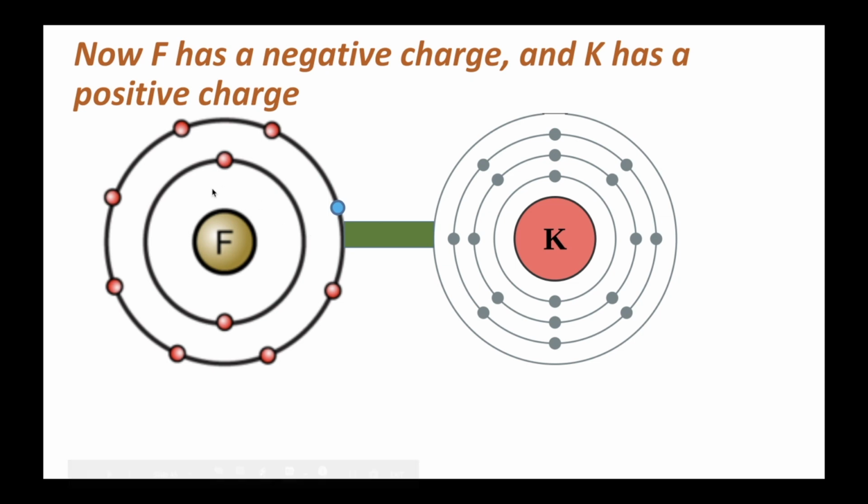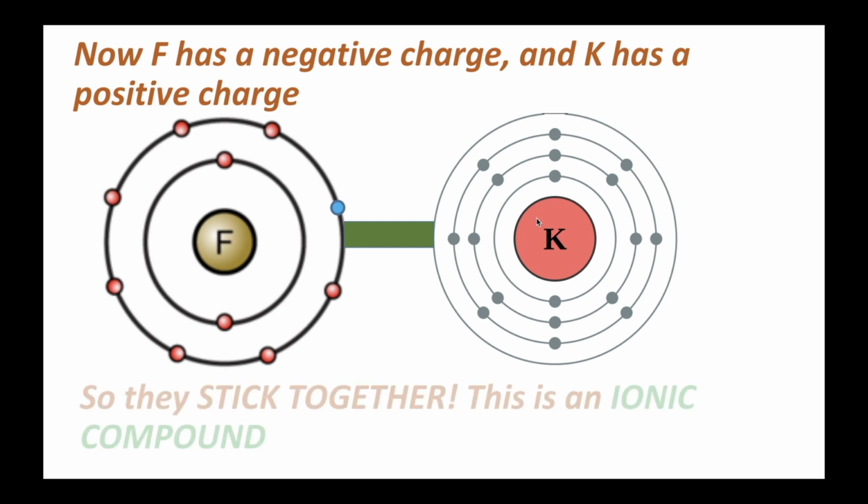So now fluorine actually has a negative charge because it has an extra electron. And remember, electrons are negatively charged. And potassium has a positive charge because it lost an electron, but it still has all the protons. So it has one more proton than electrons, and so it has a positive charge. And so they stick together because when you have a negative and a positive, they attract each other and stick together. That's how they form their ionic bond, through the negative and positive attraction between electrons and protons.